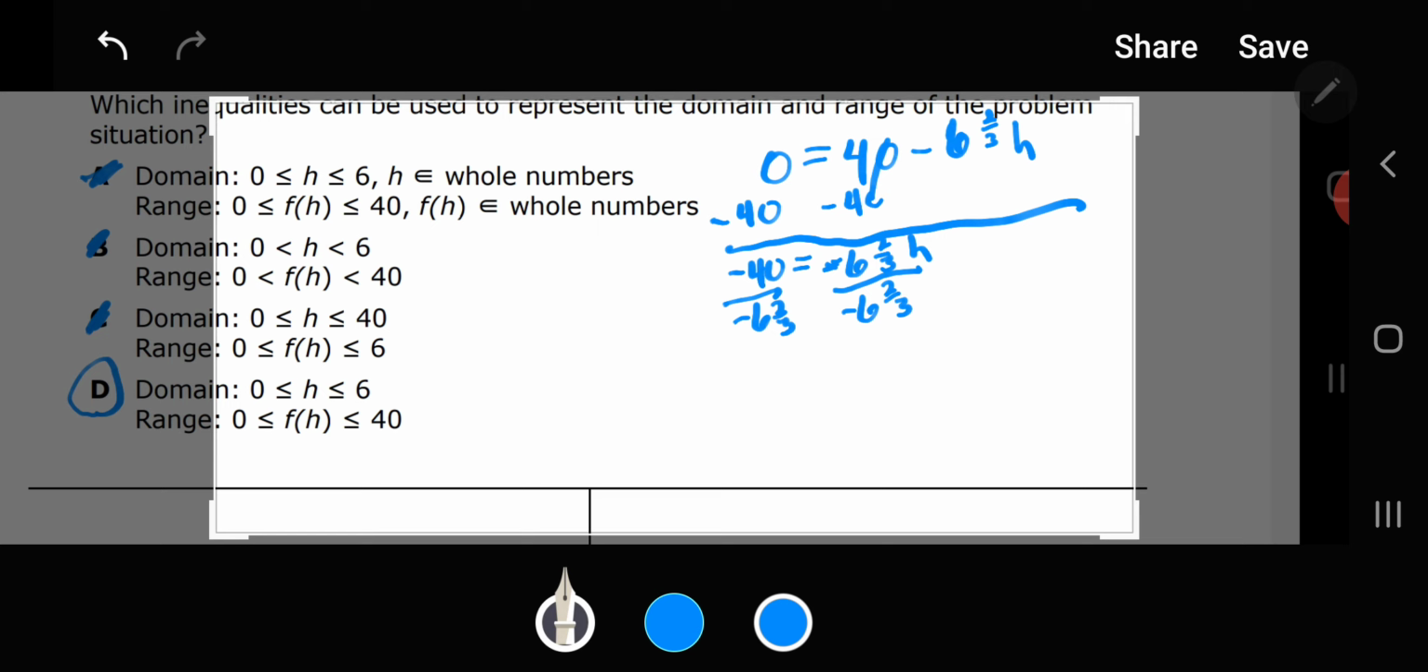And yes, we do get 6. So 6 equals the hours, or hours equals 6. So after 6 hours, we'll run out of gas.